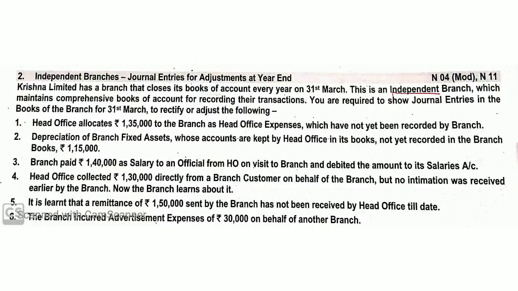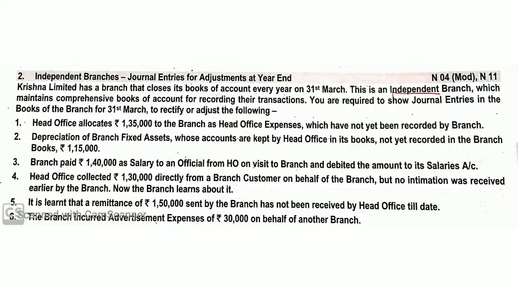How to rectify? Salary was wrongly debited. In order to cancel this debit entry, we have to pass one credit entry. So salary account should be credited in the branch book. And then which one to be debited? Because it was paid for head office, head office account debit to salaries account. This is the answer for question point number 3.